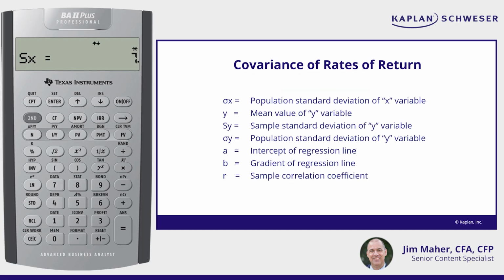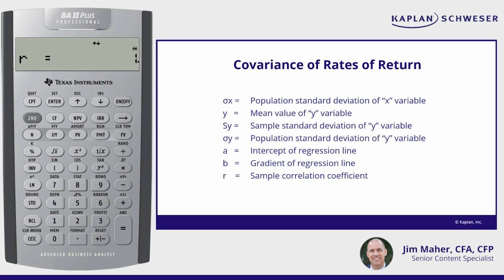And now we're going to continue on and look at our other variables here as well. Now we have our population standard deviation of our X variable. That's 5.71. And then we have our mean variable of our Y variable, and that is our 7. And then our sample standard deviation of the Y variable is 11. Our population standard deviation of our Y variable is 8.98. Our intercept of the regression line is shown here, which you don't need to be dealing with here. Our gradient of the regression line, and then our sample correlation coefficient is going to be a simple 1.